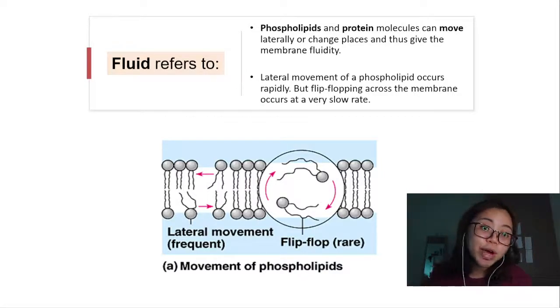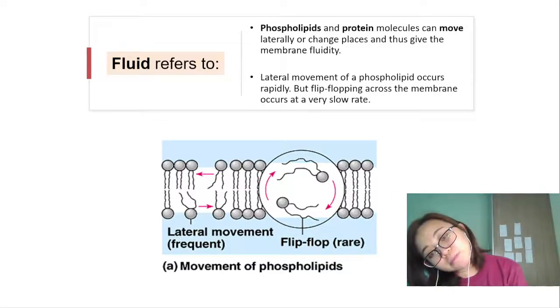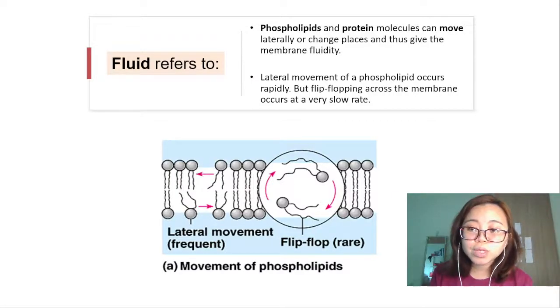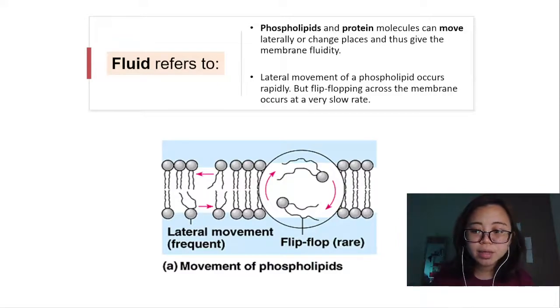And you can also have lateral movement of a phospholipid. You can also have the flip-flopping of a phospholipid. So, yang kiri, kanan, depan, belakang itu memang biasa. Yang atas terbalik pergi bawah pun boleh berlaku tapi pada kadar yang lebih perlahan.